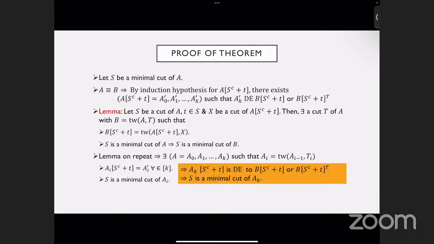So now from this, we get a matrix AK for which the principal submatrix corresponding to this set is diagonally equal to the principal submatrix of B corresponding to that set, or its transpose. And finally, we also get that this matrix AK has this minimal cut S as its minimal cut. So now to complete the proof of the theorem, we just have to find a sequence from AK to B.